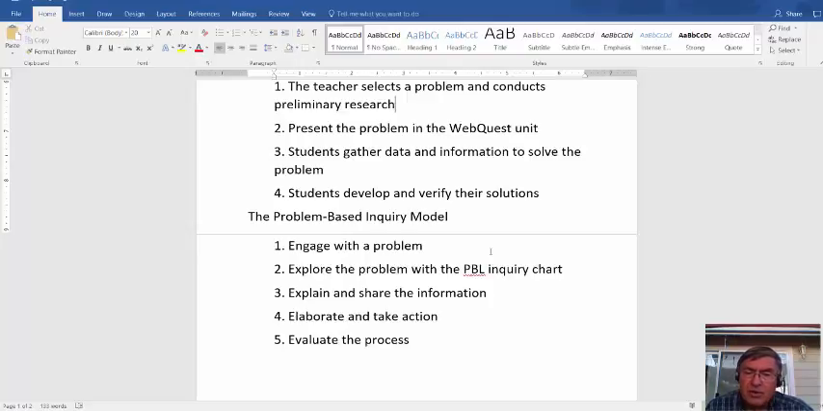Okay, so once they've explored the problem using the chart, the students will explain and share the information, and perhaps they will elaborate and take some kind of action, especially if you're doing it with some issue around the school or something that is relevant to the actual classroom. Make sure you're using TEKS if you're doing this one. Don't talk about bullying. Don't talk about drug use. Talk about something in the TEKS.